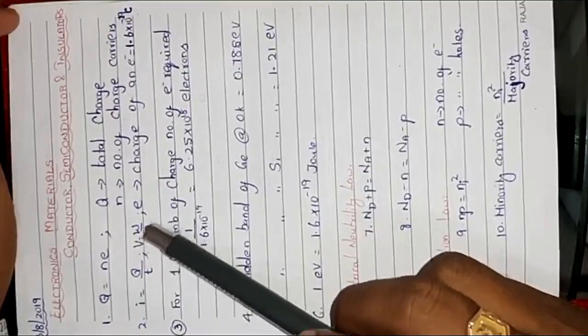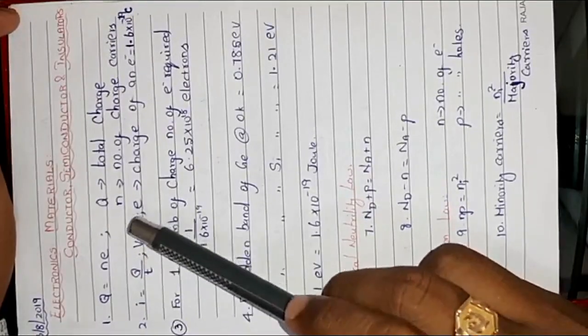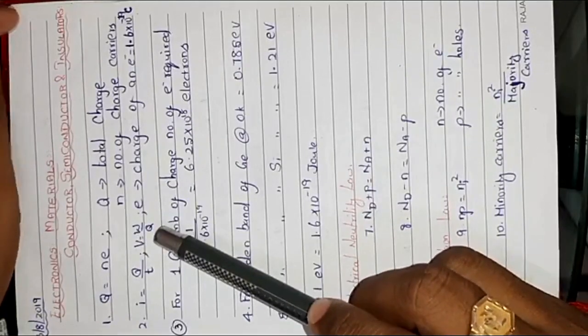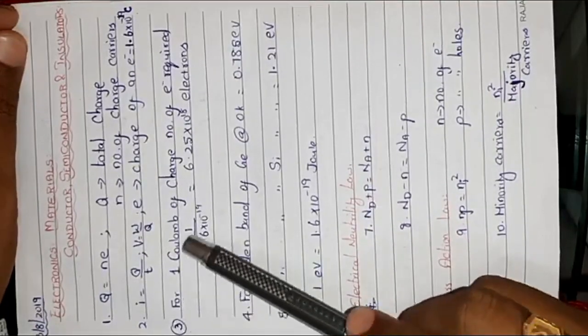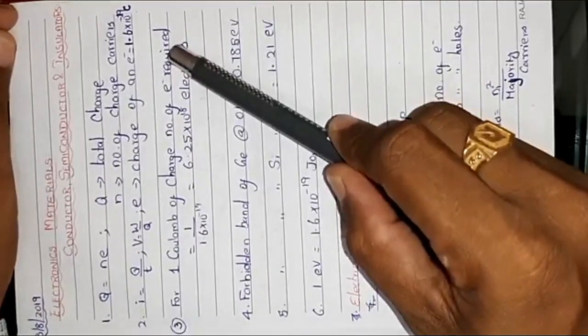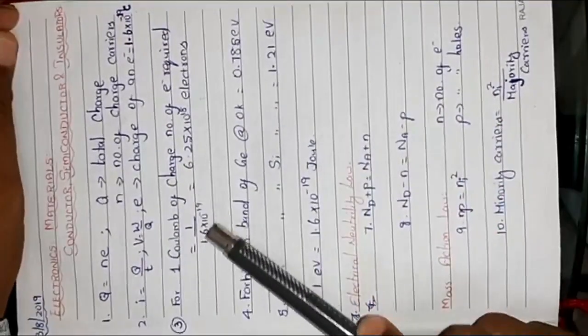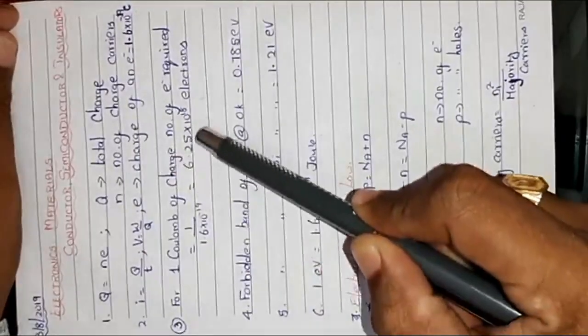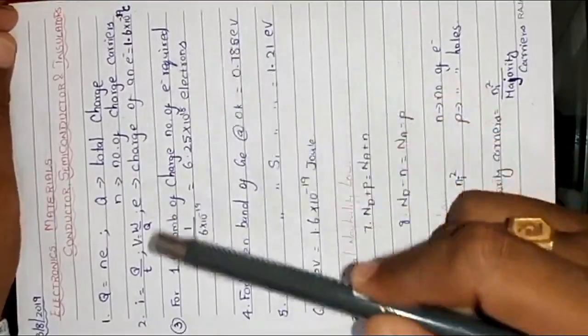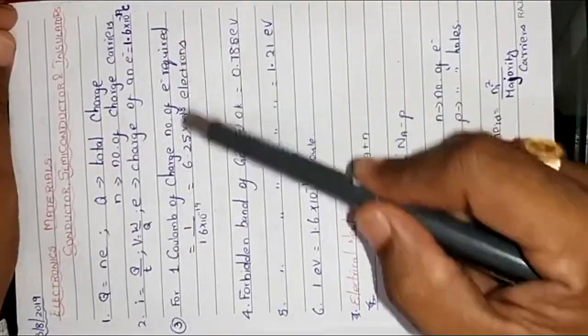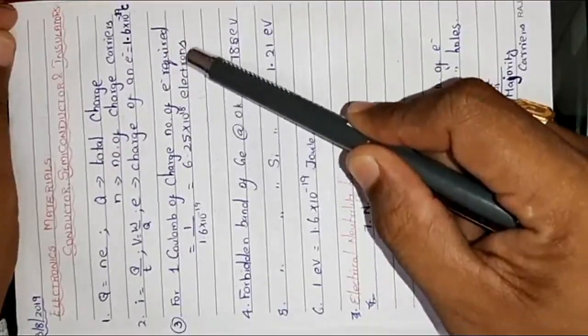Next, V is equal to W by Q, where V is voltage, W is work done, and Q is the charge. Number 3, for 1 coulomb of charge, the number of electrons required is the reciprocal of the charge of a single electron, that is 1 divided by 1.6 into 10 power minus 19, which is equal to 6.25 into 10 power 18 electrons.